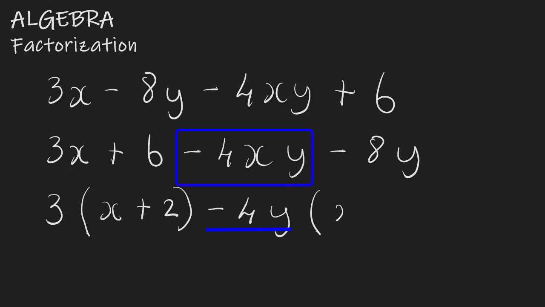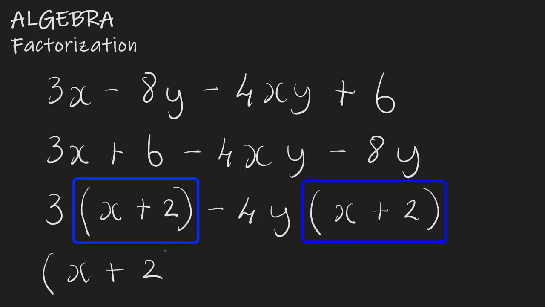The answer is x. What can I multiply by negative 4y to give me negative 8y? Or negative 4y into negative 8y? The answer is positive 2. I notice that I have x plus 2 as a common factor in both terms, so I can factor it out. X plus 2. My next step is to find the complementary factor for both terms.